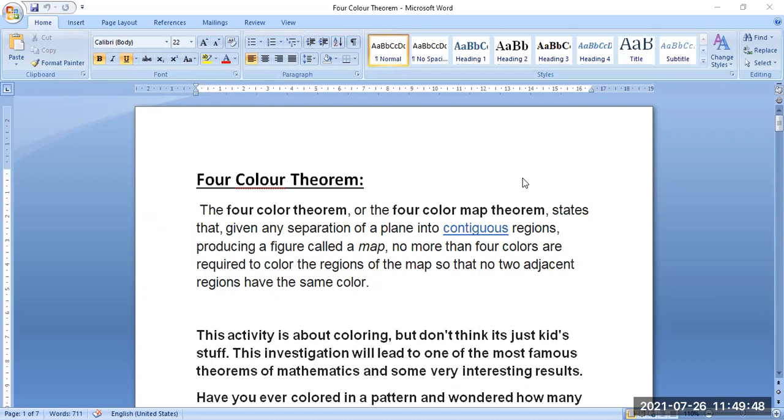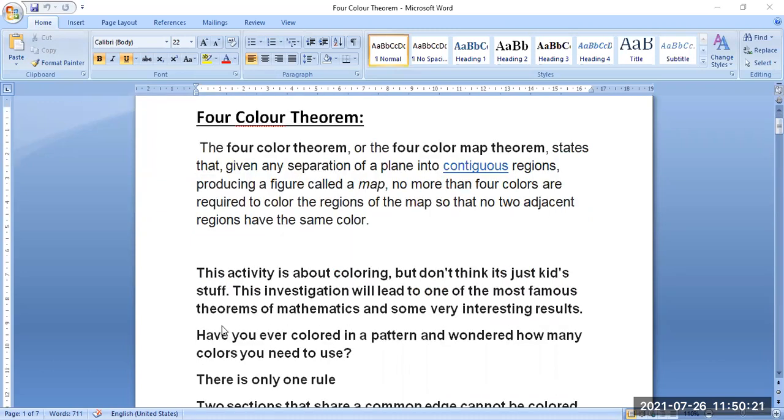So to color multiple regions so that no two adjacent parts have the same color, at most four colors are required. By four colors, we can color all the regions given in the plane so that no adjacent regions will be the same color. It is called the four color theorem. This activity is about coloring, but don't think it is just kids' stuff. This investigation will lead to one of the most famous theorems of mathematics and some very interesting results.